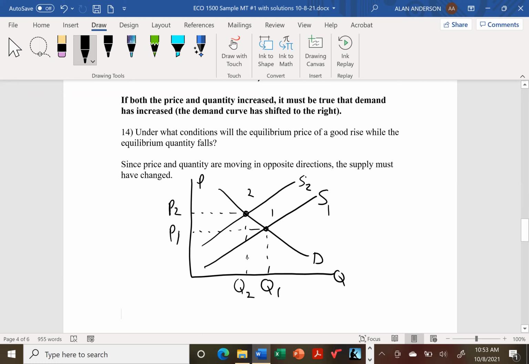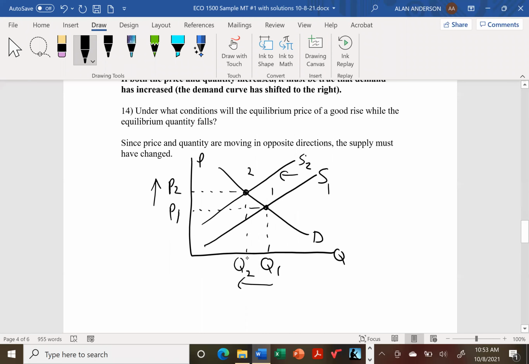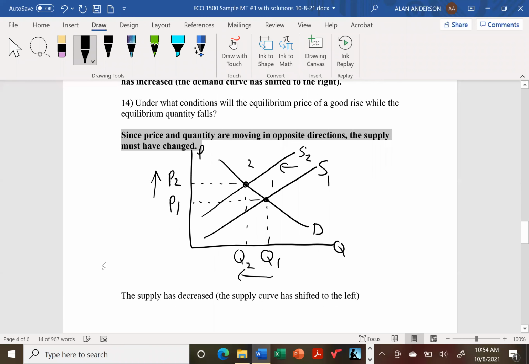Okay, so the supply curve shifted to the left, the quantity went down and the price went up. And that's exactly what it says. Under what conditions will the price rise and the quantity fall? The conditions are that the supply has decreased, which means the supply curve has shifted to the left. All right, and that's really all you need. You can add the rest if you want, but this is what we need.